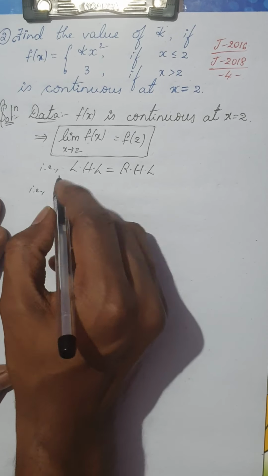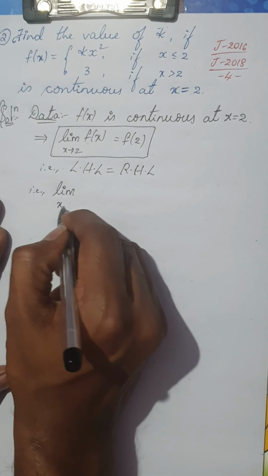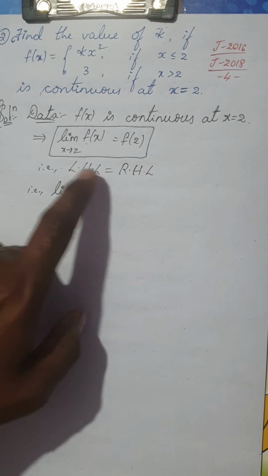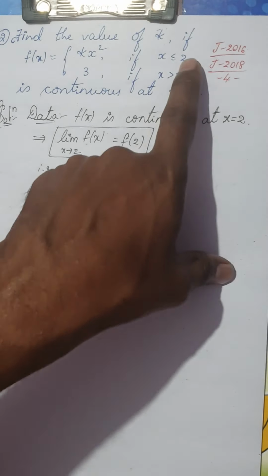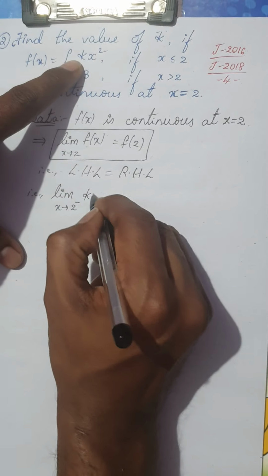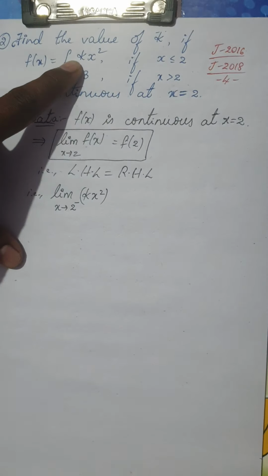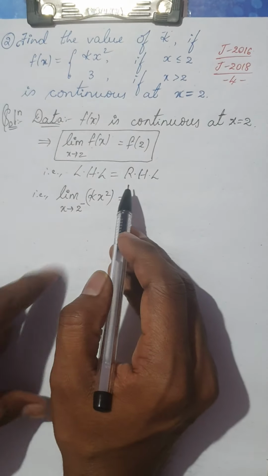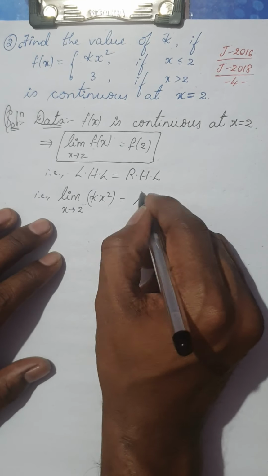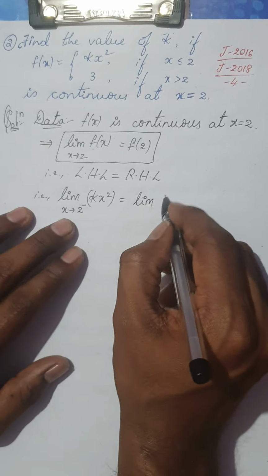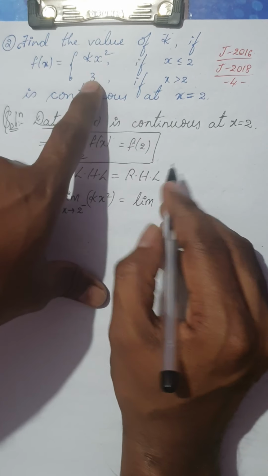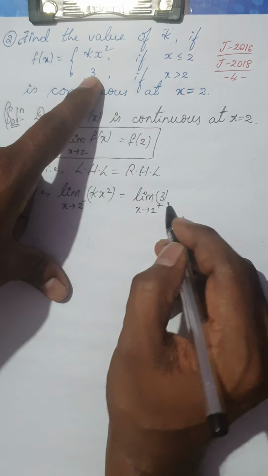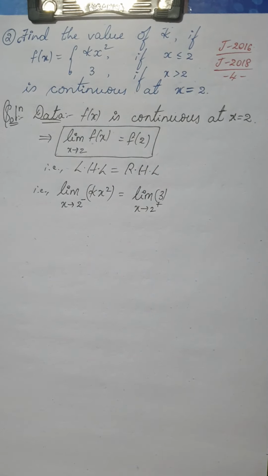What is my left hand limit? Limit as x tends to 2 from behind, that is from the left hand side, where for x less than or equal to 2, what is the function? I have k into x square. Now what is the limit from the right hand side? I have the limit of f of x, and from the right hand side it would be 3, for x tending to 2 plus, remember. Is it clear? Very simple question.